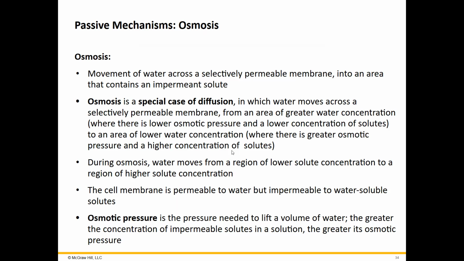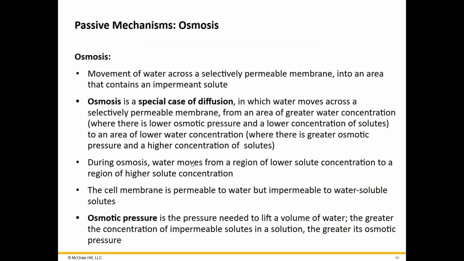So just understand osmosis uses flipped language. It's still high concentration of water traveling to low concentration of water, but we flip the words and we say low osmotic pressure to high osmotic pressure. Osmotic pressure talks about the solutes, not the water, okay? So during osmosis, water moves from lower solute concentration or low osmotic pressure to higher solute concentration or high osmotic pressure. It's saying the same thing.